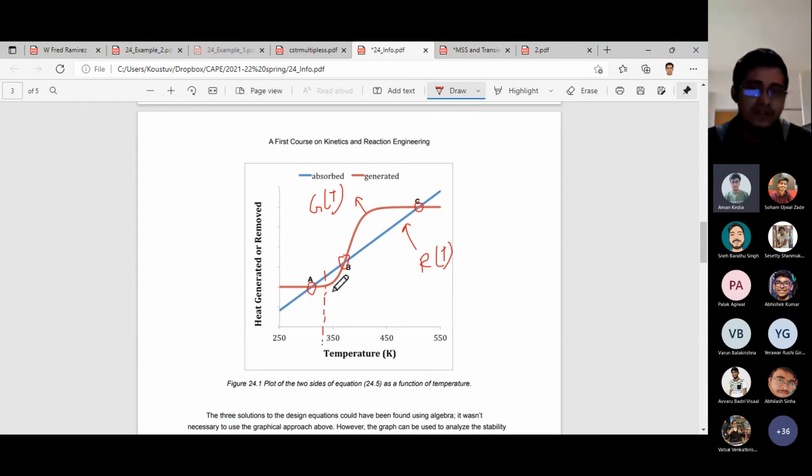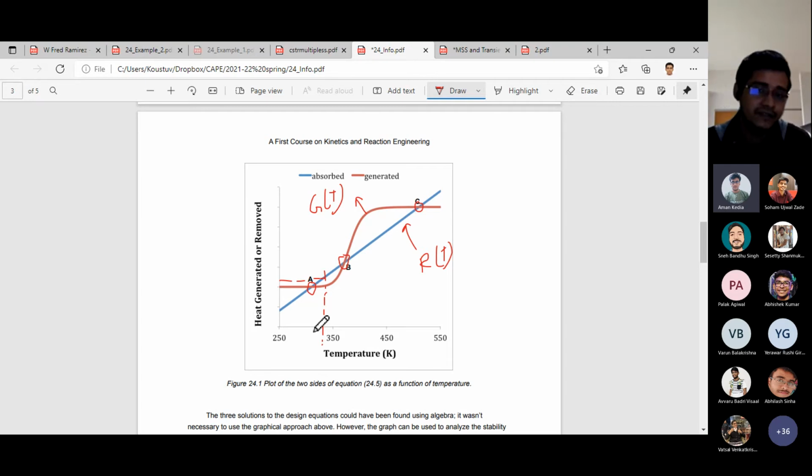At this zone, which one dominates? The heat absorbed term dominates, right? So heat removal, that means R(T), is dominating over G(T). So this is more, and this will cause the temperature to come down again. So even if your temperature has changed slightly from the steady state value due to some disturbance, some process fault, or some operational difficulty, you are still safe. That means you are not landing up at another different steady state point, or operating it in an unstable manner.